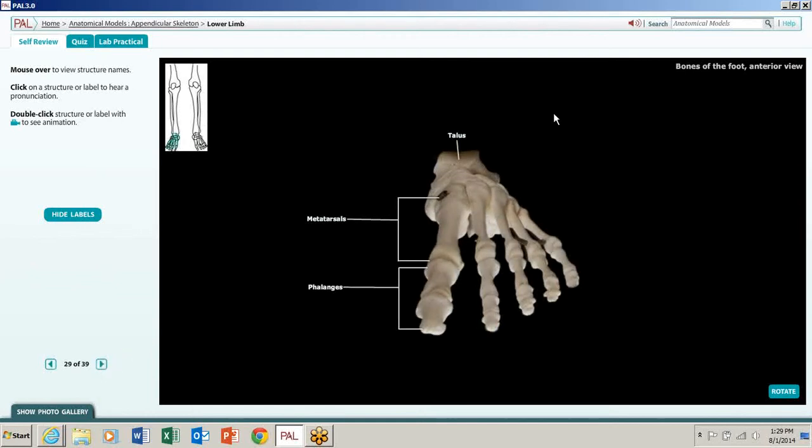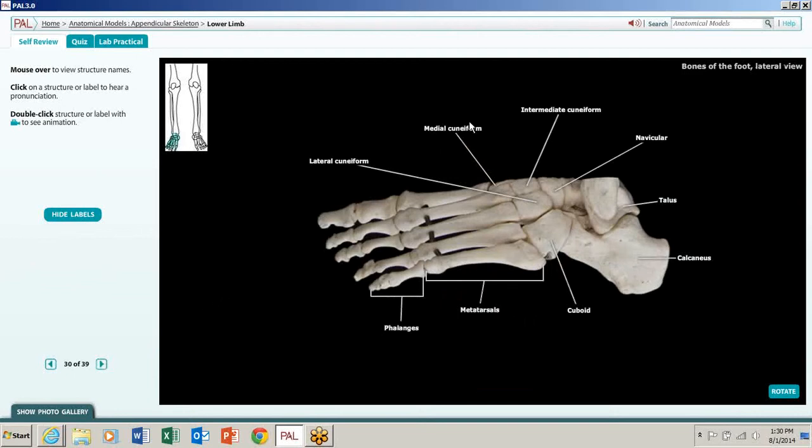And now we're going to look at the bones of the foot, and this is an anterior view. So these are the phalanges, these are the metatarsals, and this is the talus, one of the tarsal bones. And you can see the perspective up here. Here's the bones of the foot, and this is a lateral view. So we can definitely see the phalanges, the metatarsals, and there are a number of tarsal bones.